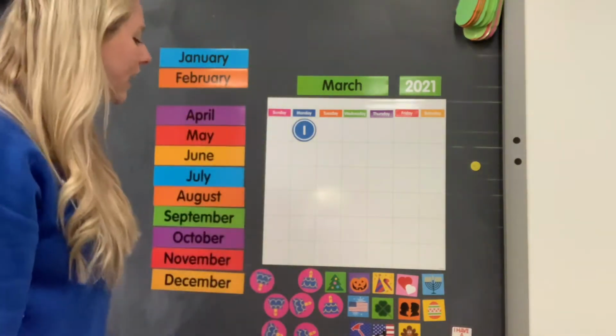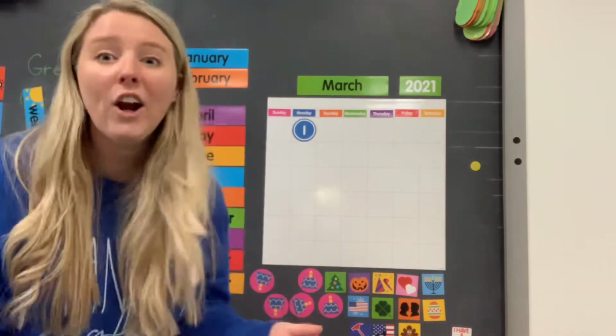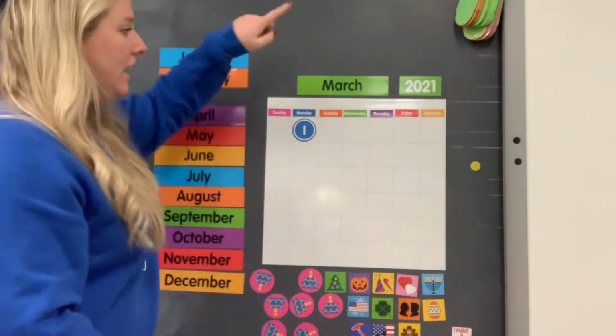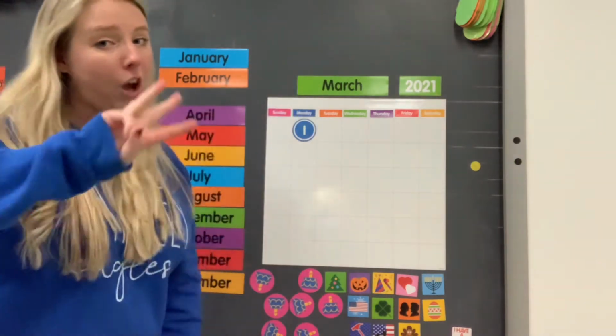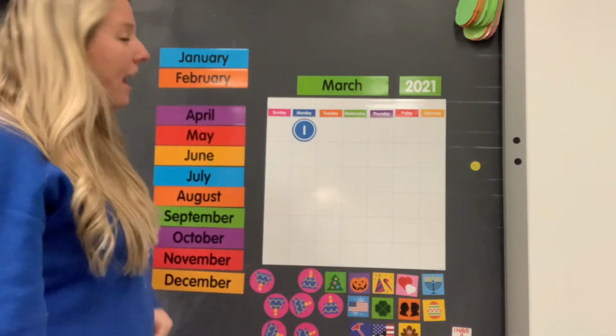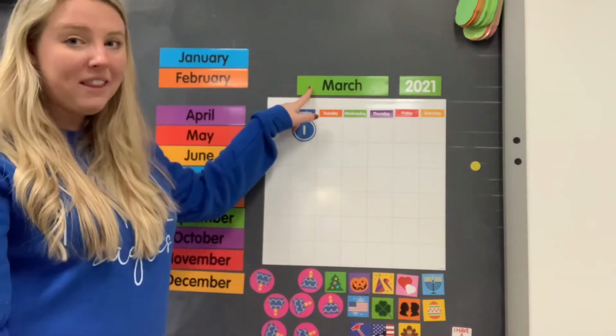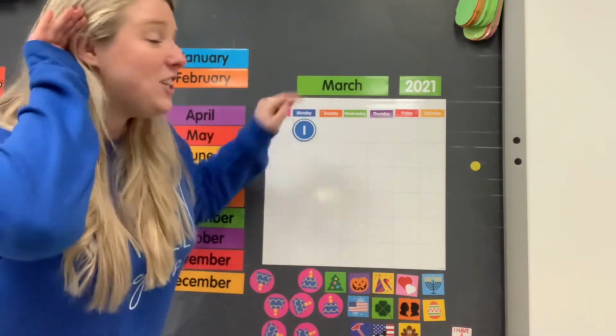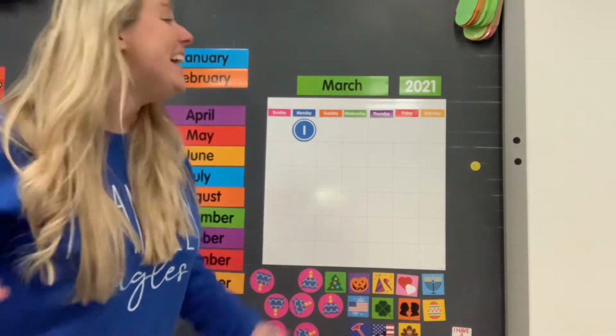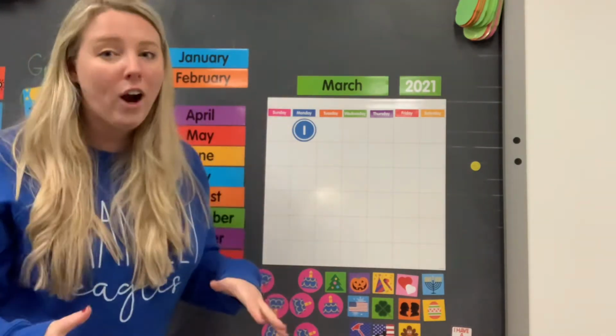Now guys, let's take a look at our calendar. We are in a new month. This month is the third month of the year, and it starts with... Does anyone know what this month is? Can you say March? This is the month of March, okay?